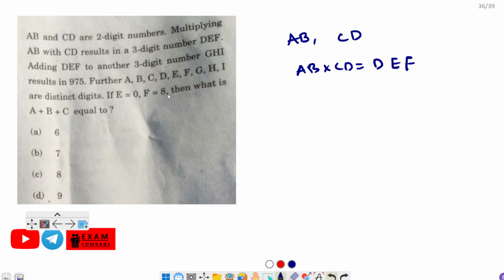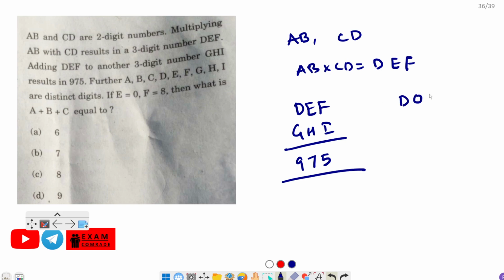Okay, very nice. Adding DEF to another three-digit number GHI results in 975. A, B, C, D, F, I are distinct digits. If E is equal to 0, F is equal to 8, what is the value of A plus B plus C?